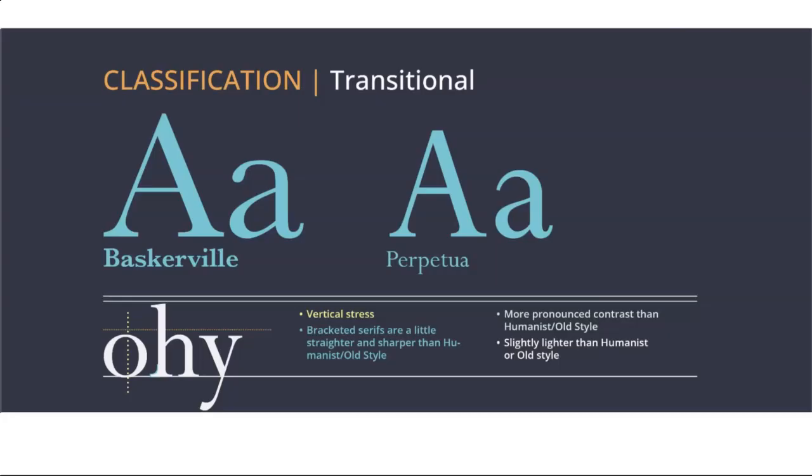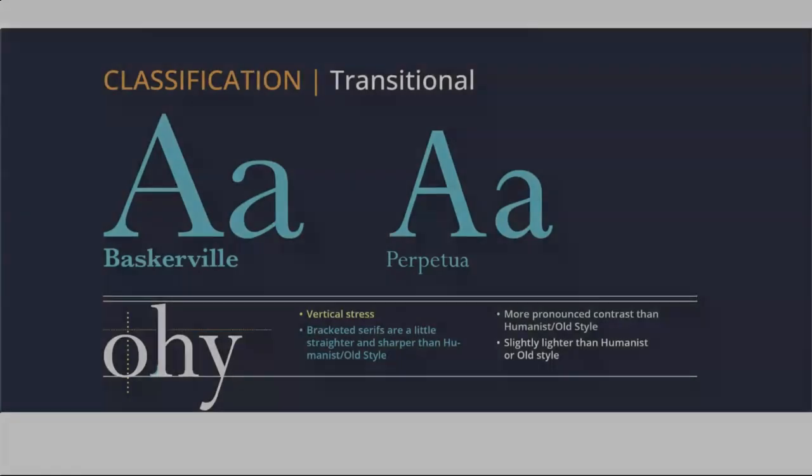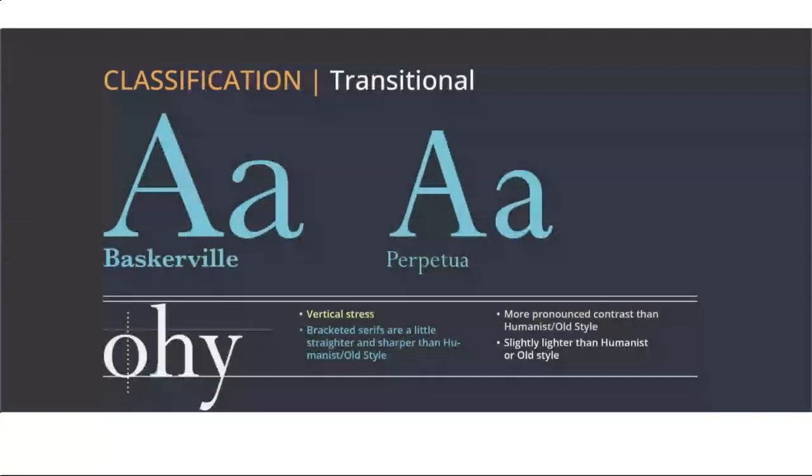The next is transitional. In this typeface, we see a transition from the humanist or old style to more of a modern. So it's kind of a transition between those two. What we see here is a little more vertical stress, so again, not left-leaning stress. The bracketed serifs are a little straighter and sharper than humanist and old style.